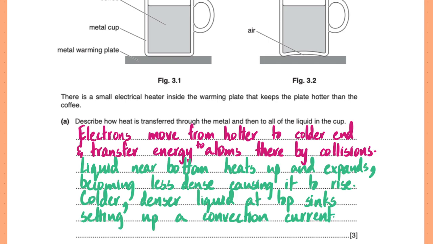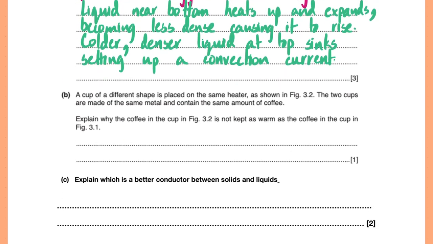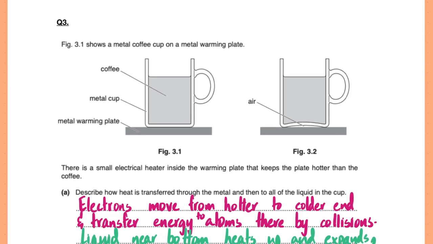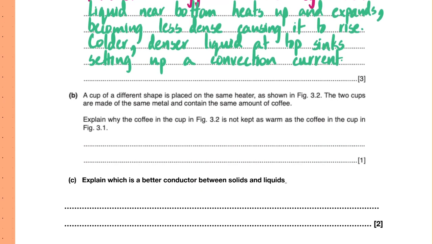All right, next one, part B. A cup of a different shape is placed on the same heater as shown. The two cups are made of the same metal and contain the same amount of coffee. Explain why the coffee in 3.2 is not kept as warm as the coffee in cup in 3.1. So in between you have air, right? And what do you know about air is that it's a poor conductor. So air is a poor conductor, or you can also say it's a good insulator. Both of these mean the same thing.